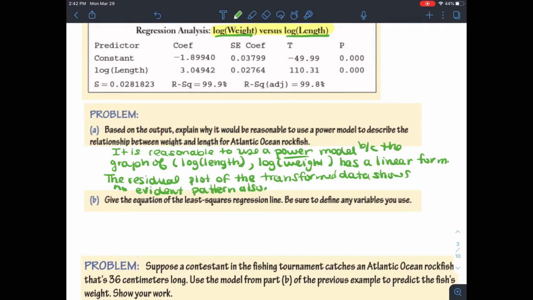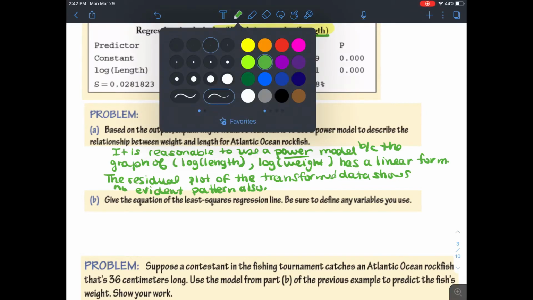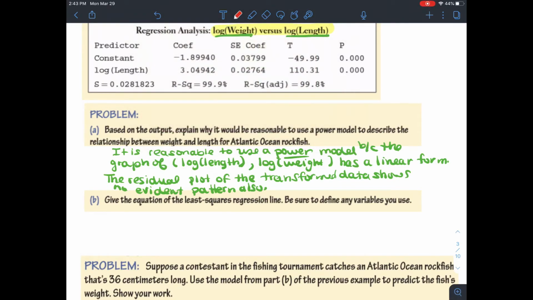So what we're asked to do in part B is give the equation of the least squares regression line. We want to make sure that we're defining any of the variables that we're using. Now remember how this works. When we're looking at our computer output, the second row in the coefficient column represents our slope, and in the first row, in the constant column, this represents the y-intercept. Now, make sure that you're careful. We need to be using the transformed x and y variables. So it's log with an argument of weight, and I'm going to put a big hat over top of that. That's the predicted log weight.